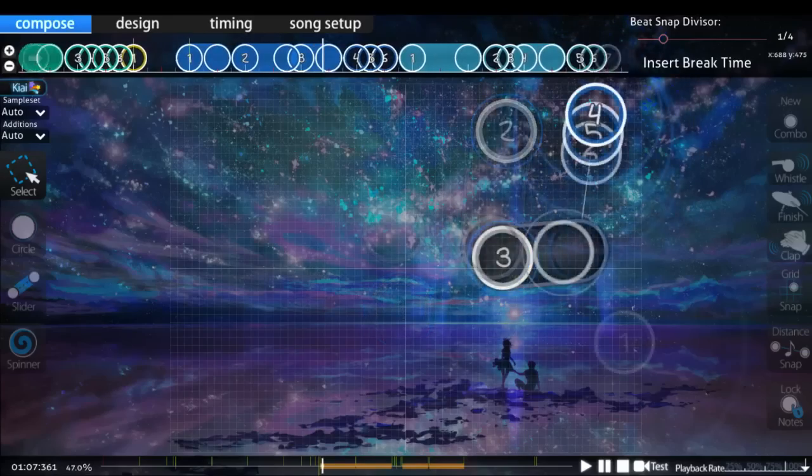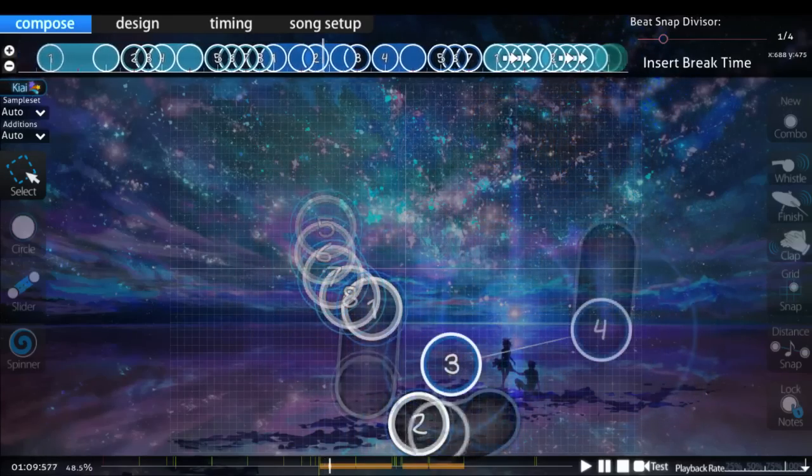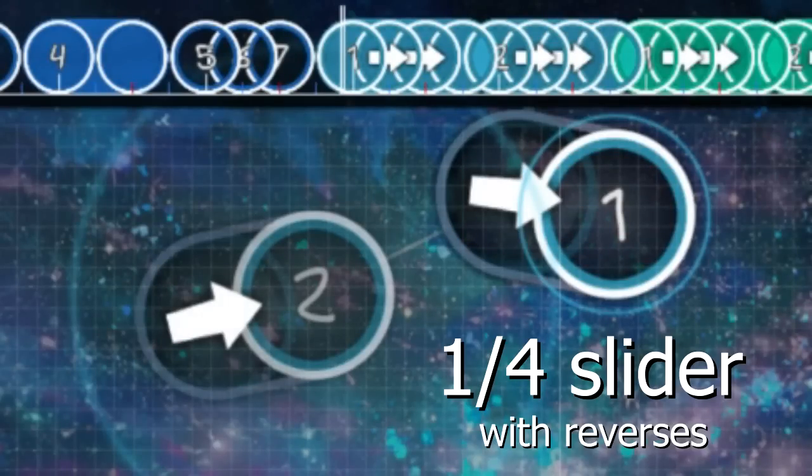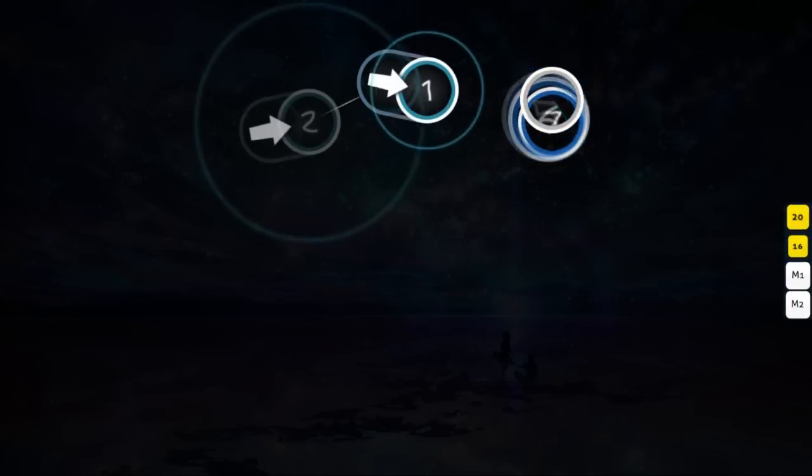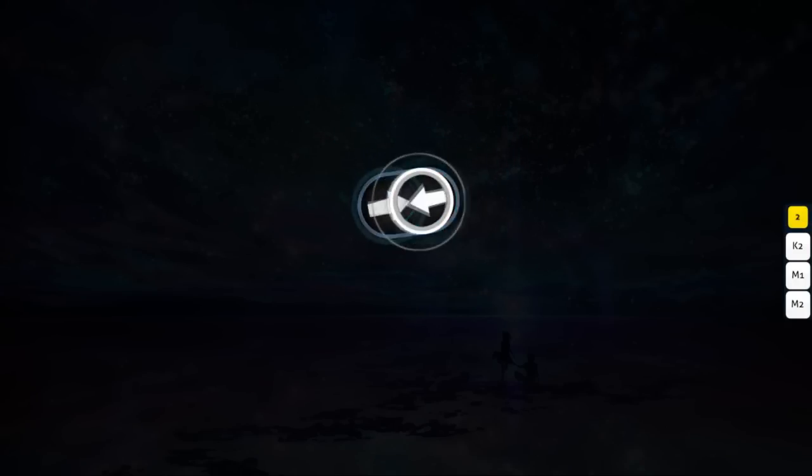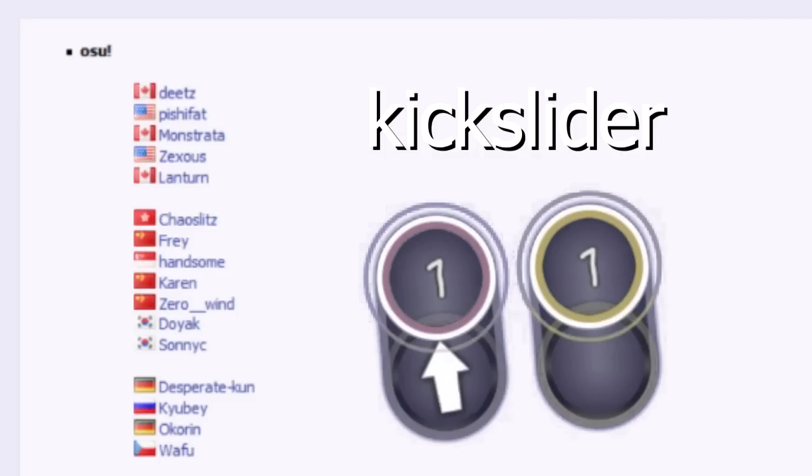Makes sense, right? But another fraction of the team believed kickslider referred to a 1/4 slider with reverse arrows. The slider ball kicks back and forth within the slider body, which could also fit the idea of a kick slider. So yeah, nobody shared the same definition of the word. There was a way to check who was right though.